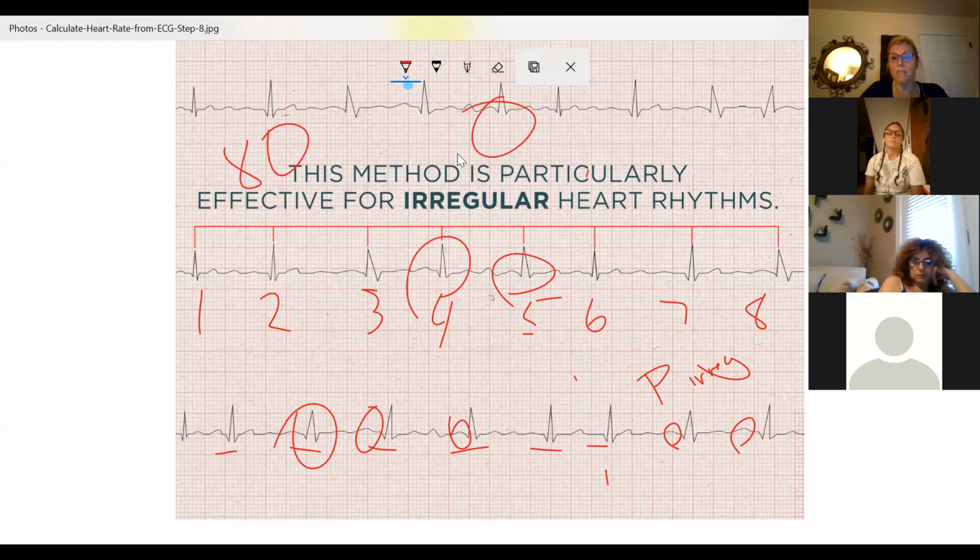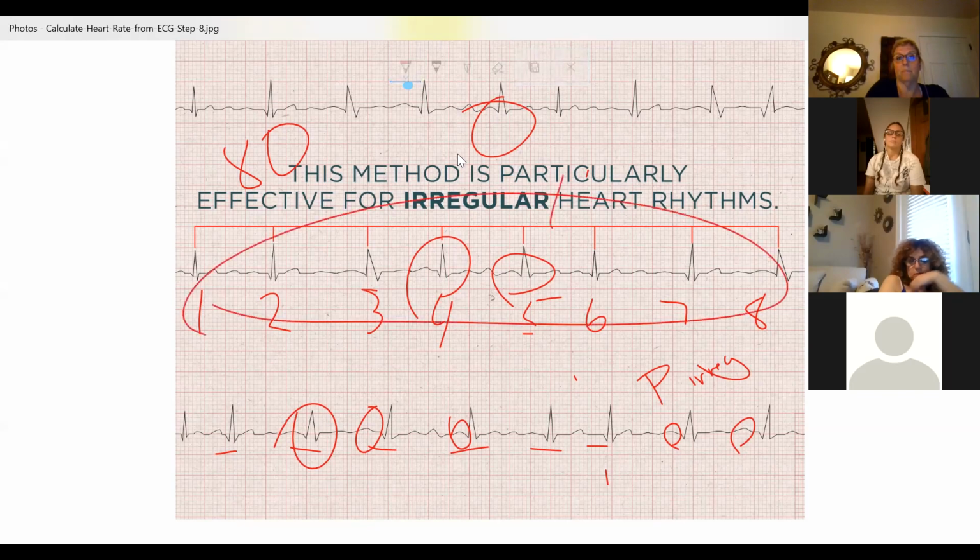So if I ask you, what is this rate and regularity? What are you going to tell me? It's 80 and irregular. Everybody agree on that? Okay.